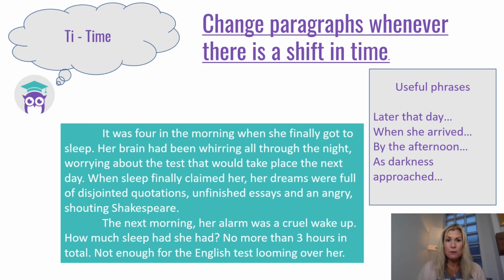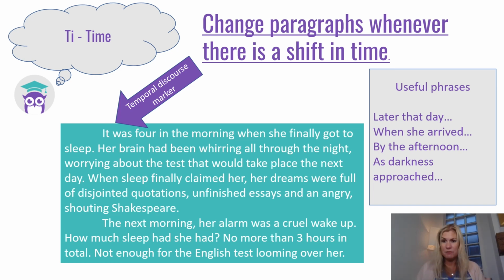It was 4 in the morning when she finally got to sleep. So here's our first marker of time. Yeah, it was 4 in the morning. So it's called a temporal discourse marker, or an adverb of time in this case. It was 4 in the morning when she finally got to sleep. Her brain had been whirring all through the night, worrying about the test that would take place the next day. When sleep finally claimed her, her dreams were full of disjointed quotations, unfinished essays, and an angry, shouting Shakespeare.